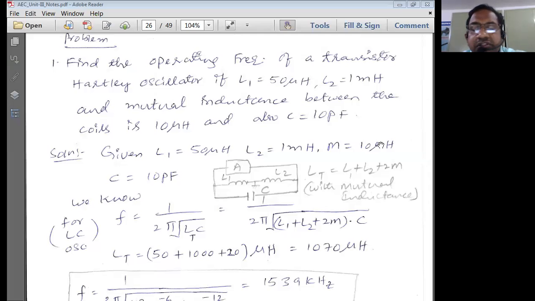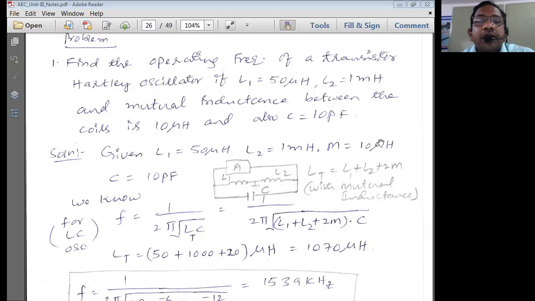Now we'll go with these problems on oscillators. Unit number 3, we have covered oscillators. In unit number 4, we have completed power amplifiers or large signal amplifiers. So in unit number 3, let us do some problems in oscillators.